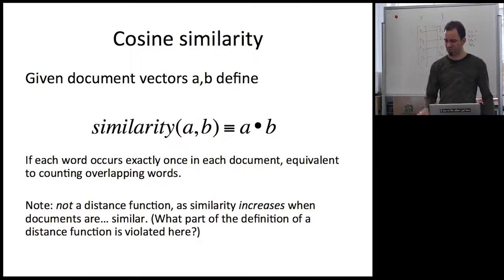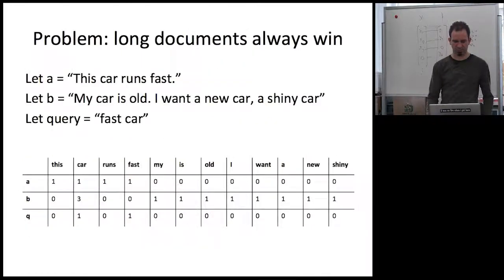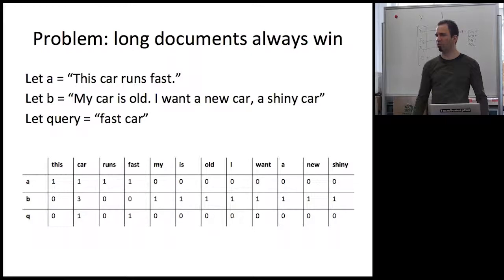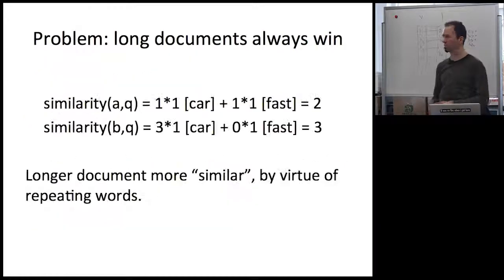So to make this concrete, here's the actual counts, right? I only have car once in fast car. So OK, first of all, of the documents A and B, which one is a better match to Q? If you were searching for fast car, which one do you want? Yeah. So A is a better match. But similarity with B is higher. Just the word car appears more times.